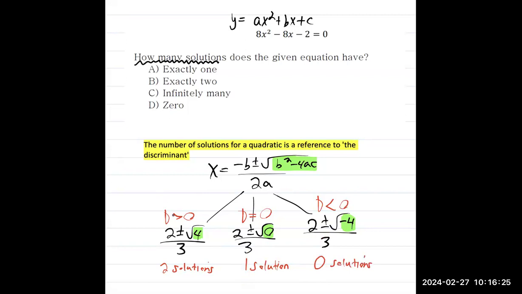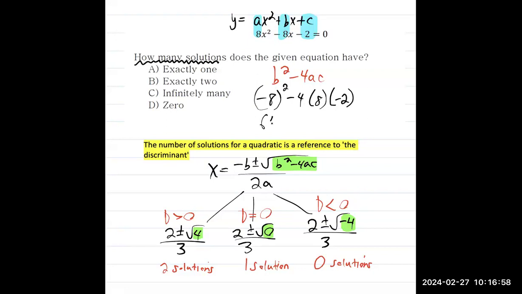So we need to find out in this question whether the discriminant, the b squared minus 4ac part, is positive, 0, or negative. So let's just set up the expression b squared minus 4ac, and we can see here that the a is 8, the b is minus 8, and the c is minus 2. So b squared minus 4ac is negative 8 squared minus 4 times 8 times negative 2.